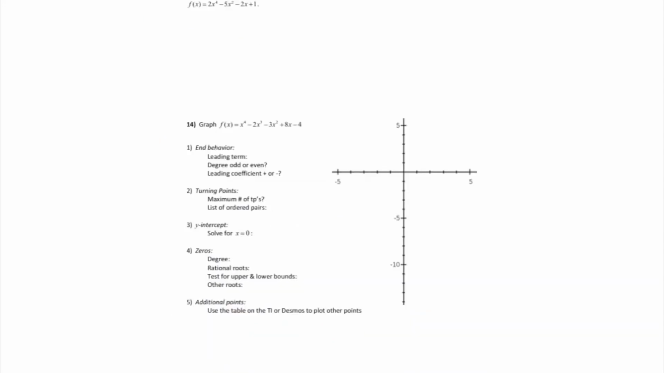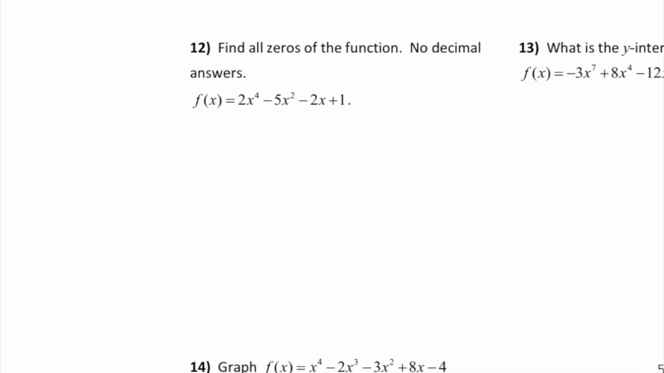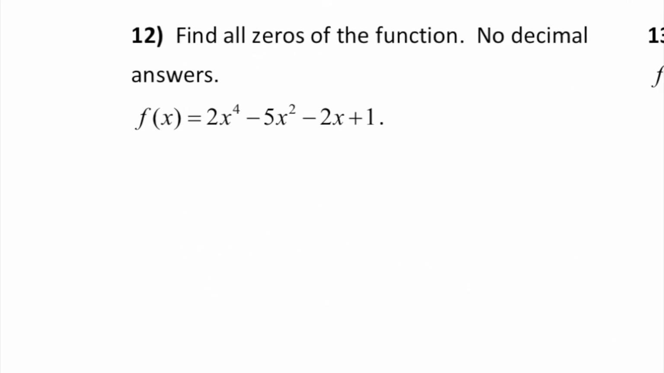So number 12 is kind of like numbers 6 and 7, where you're being asked to find all of the zeros of the function, and you would start by looking for the rational zeros. And it tells you no decimal answers, which means that if you get something that's going to be an irrational number or an imaginary number, that you need to work out that using the quadratic formula.